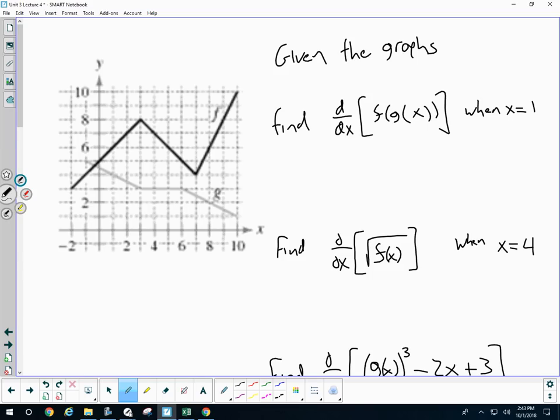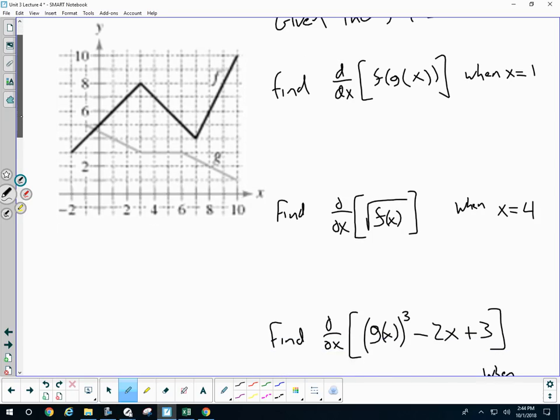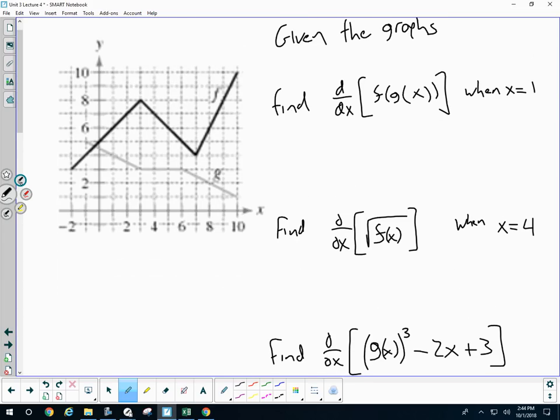Finishing off, let's find the derivatives of these guys using a graph. All right, so 3 more. We'll start with this one. Derivative of f of g of x. Again, it's not a product, it's a composition. The derivative of the outside, the derivative of the inside, which means this derivative is f prime of g of x times g prime of x.